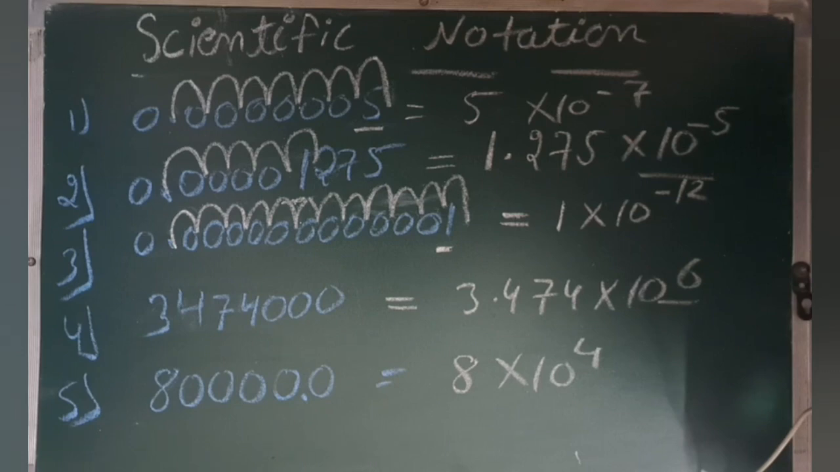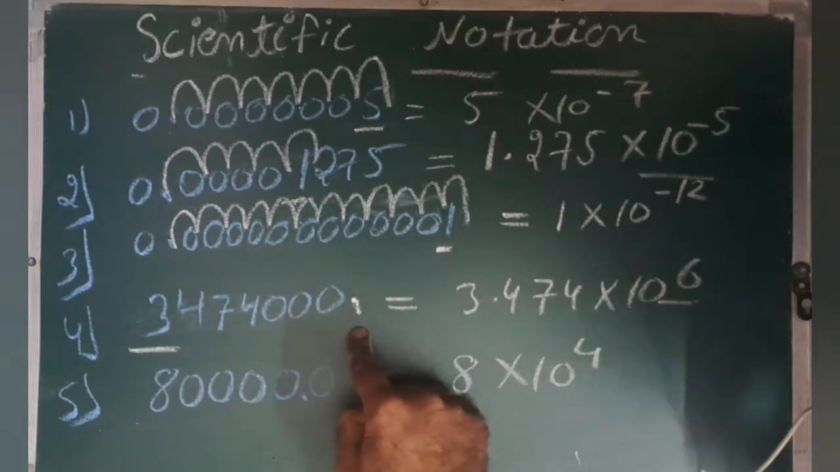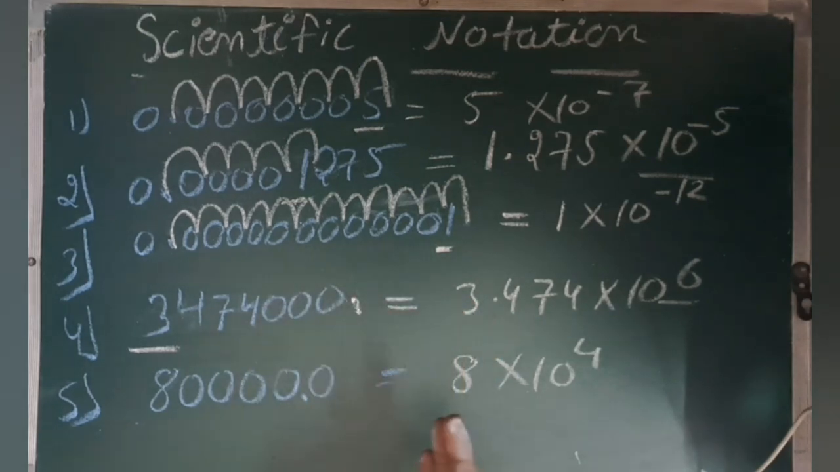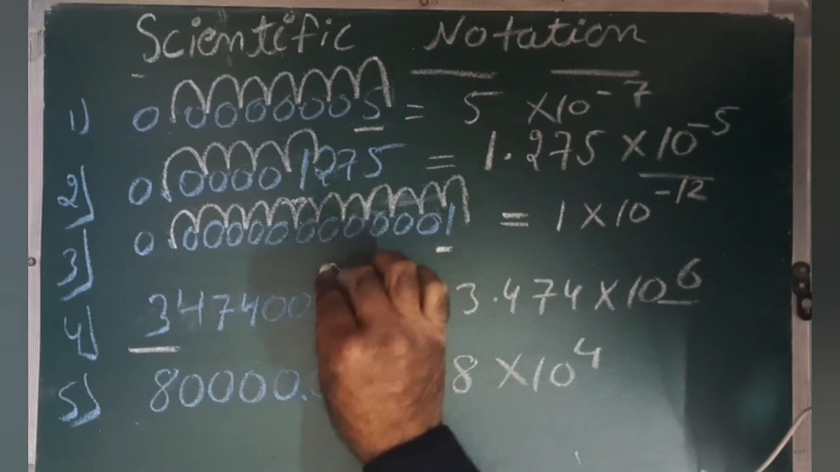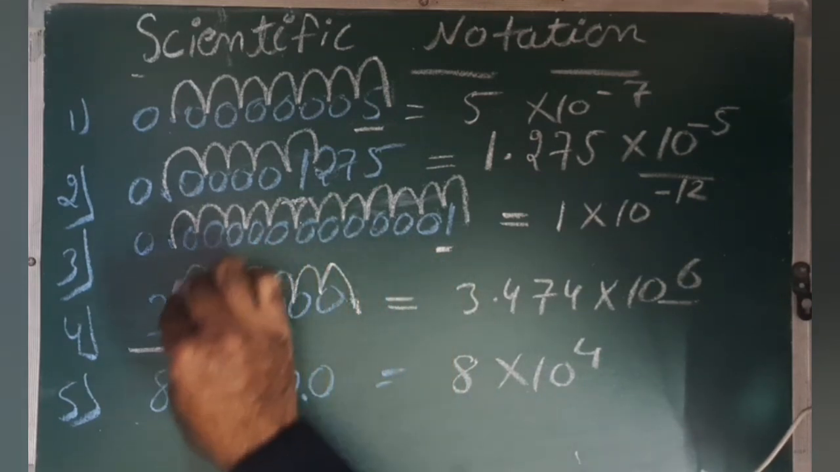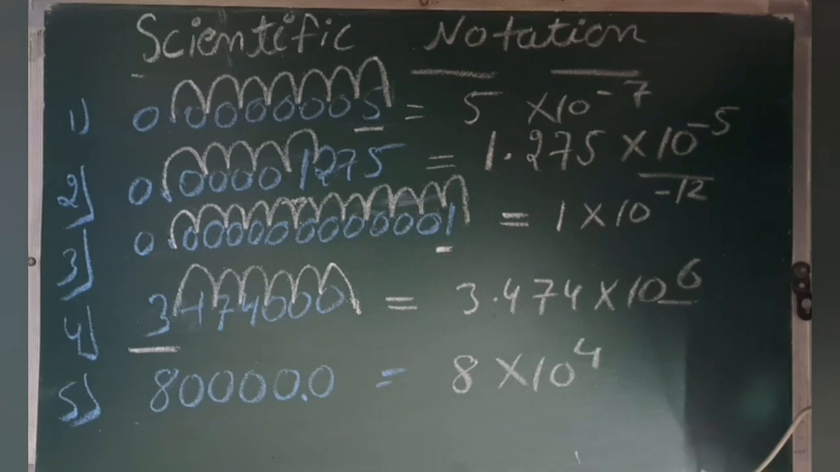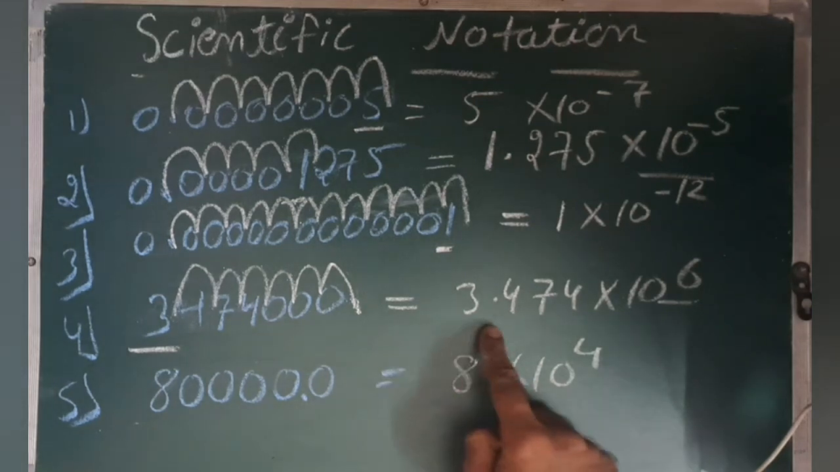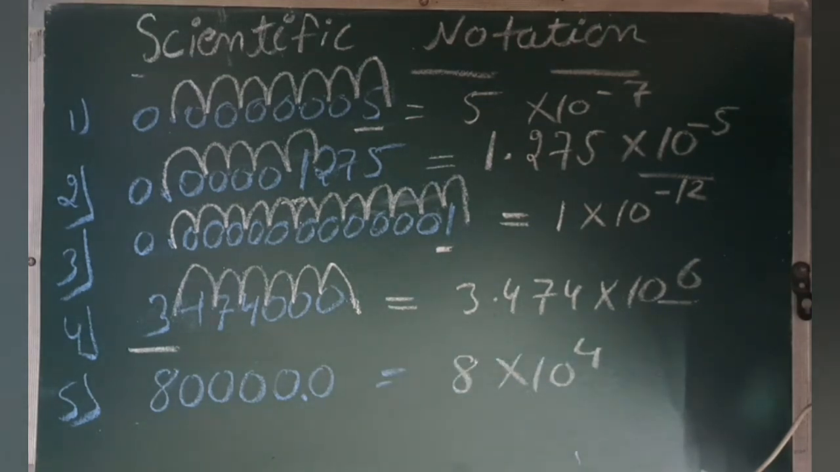So the fourth example in this. What is the leading digit? That is a 3. So we have to shift the decimal after the leading digit. In this case, the decimal is here. If the decimal is not given in the question, then at the end of the number, the decimal is here. So we shift the decimal now in the left-hand side. 1, 2, 3, 4, 5, 6. When the decimal is moved in the left-hand side, the exponent is positive. So we moved 6 places, then the 10 power is positive 6. So 3.474 multiplied by 10 to the power 6.